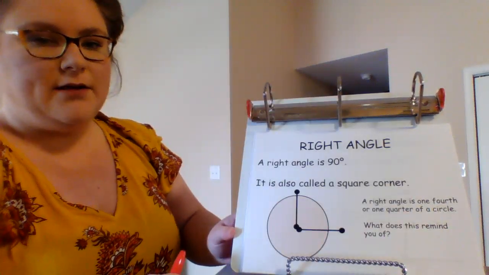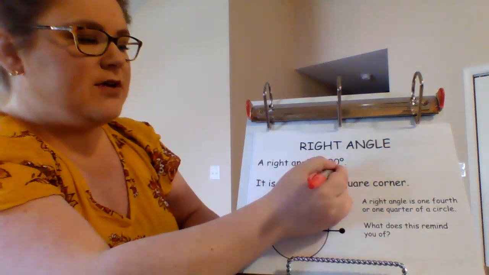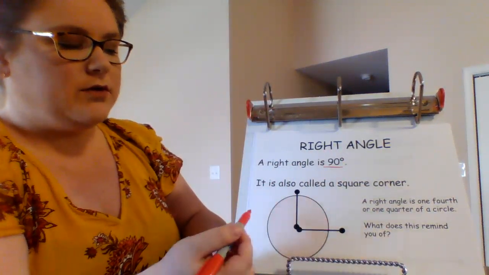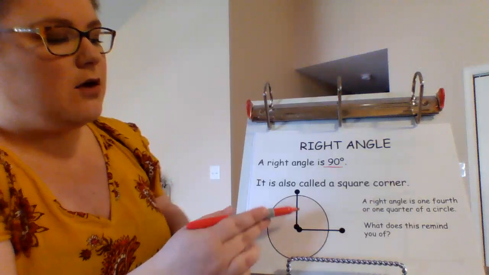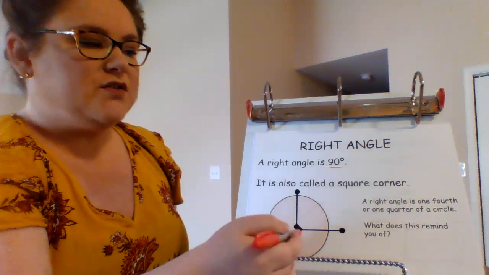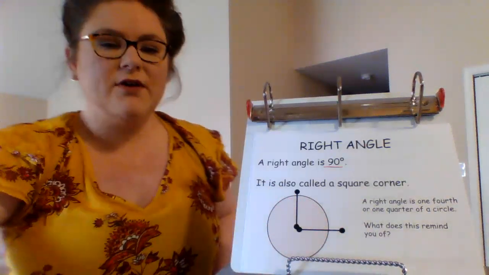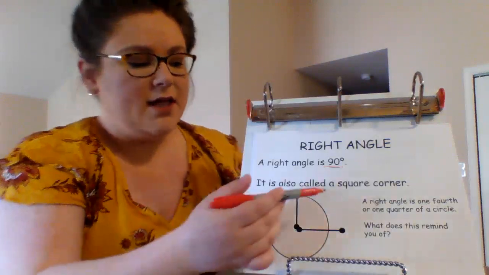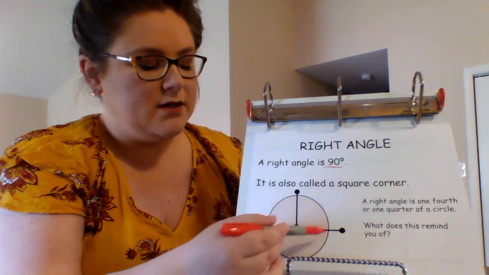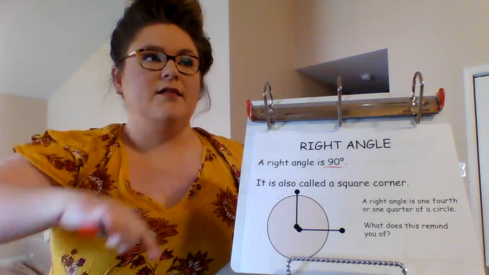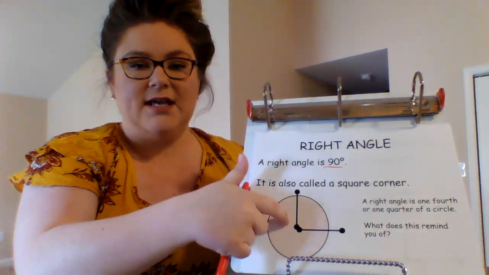So our first type of angle is a right angle. A right angle is 90 degrees. It's also called a square corner. I want you to think of what it looks like when we separate our circles into fourths. It looks like that one-fourth of a circle. It can also remind you of the corner of a square or even that L shape. I like to think of it as the L shape. When I see that L, like in my name, it reminds me that it is a right angle.